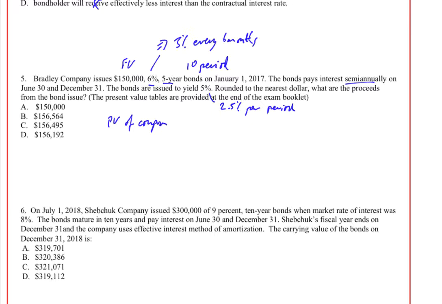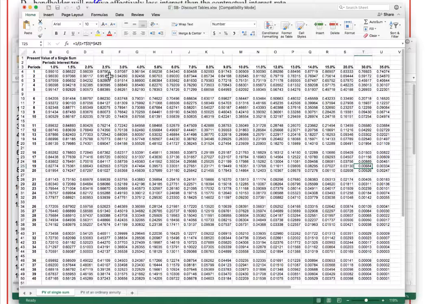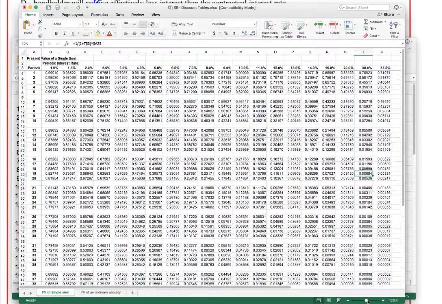And so that's going to be a periodic payment of 150,000 multiplied by 3%, which is 4,500. And so the present value of this coupon is 4,500 per period, multiplied by the annuity factor for 10 periods at a rate of 2.5%. Remember, we always use the market yield in doing this. Did I put in 2.5%? Yes, I did, and let's make this a little bit bigger.